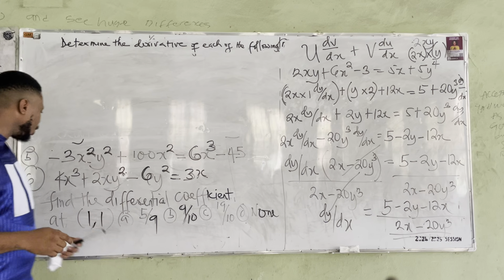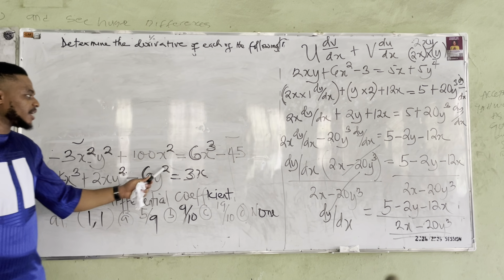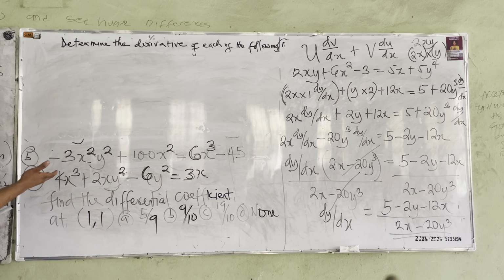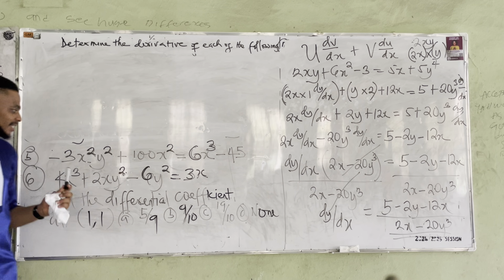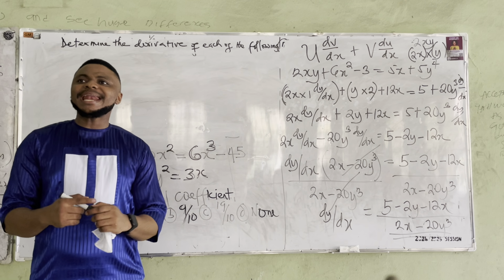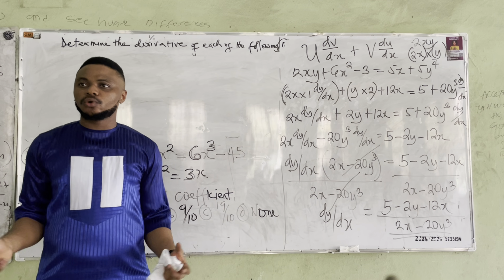Okay guys, so we'll be doing number 5. We have minus 3x squared y squared plus 100x squared equals to 6x cubed minus 45. Alright, so if you look at this guy, you realize that x and y are together, right? Like I told you, when x and y are together, just like we did in the other example, we use what rule?